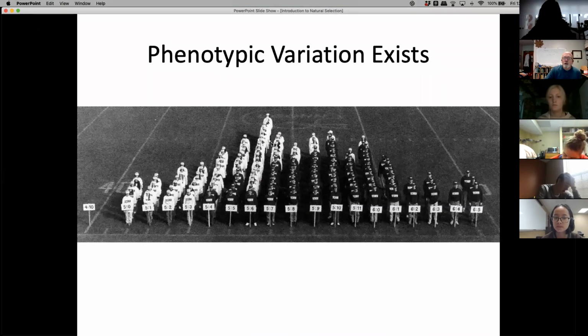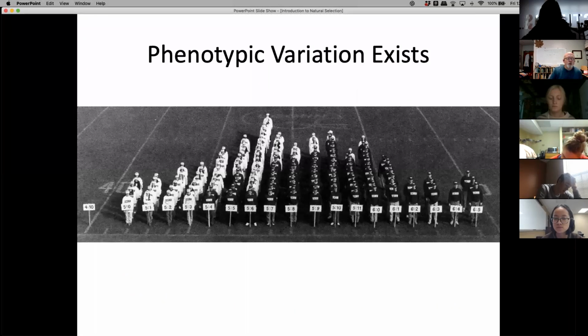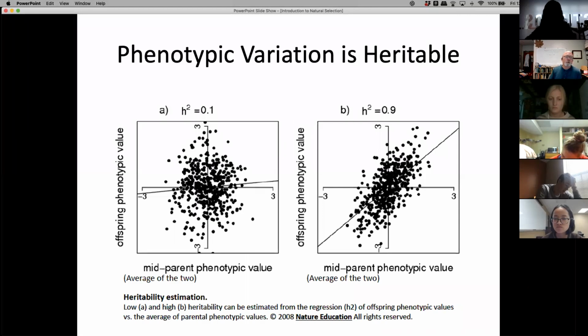A certain amount of this variation is genetic. And so the third precondition is that this phenotypic variation is heritable. It's determined by genes. The size of your parents, if we're talking about height, is going to be correlated with the size of offspring because the genes in your parents are found in offspring. And so tall parents tend to produce tall individuals, short parents tend to produce short individuals as offspring. So phenotypic variation is heritable.